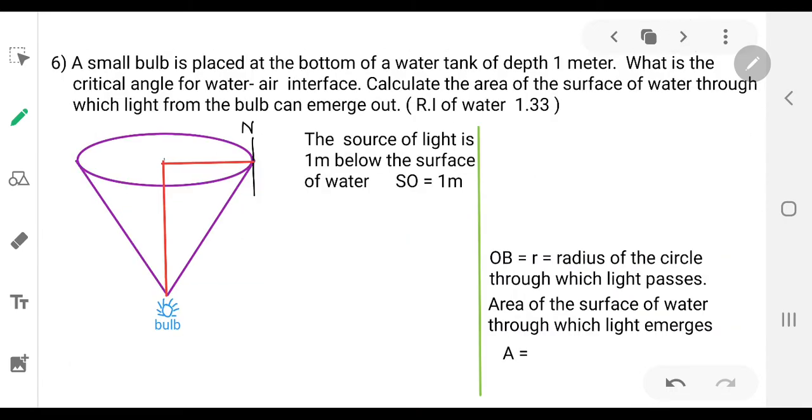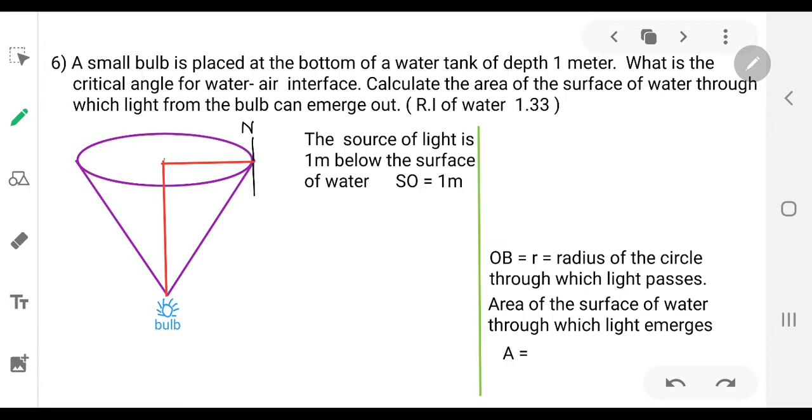The next question is, there is a small bulb placed at the bottom of a water tank of depth 1 meter. What is the critical angle for the water-air interface? Because this is the surface of the water, above which air is there. And calculate the area of the surface of water through which light from the bulb can emerge out.